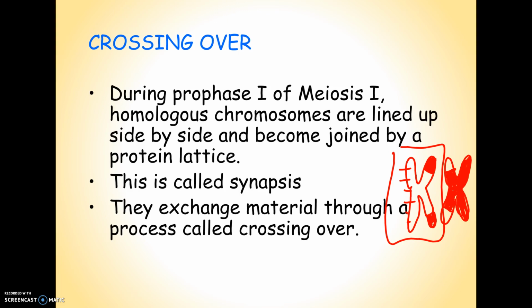This happens, I think it said, I read, 1 to 3 times per chromosome pair every time meiosis happens. And it's completely random where the crossing over happens.